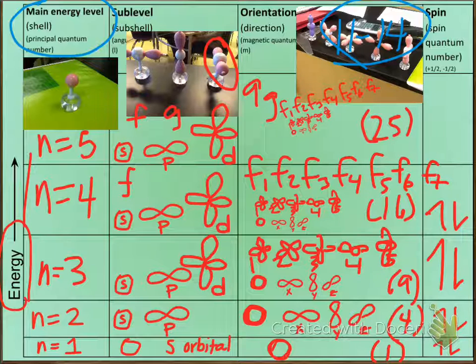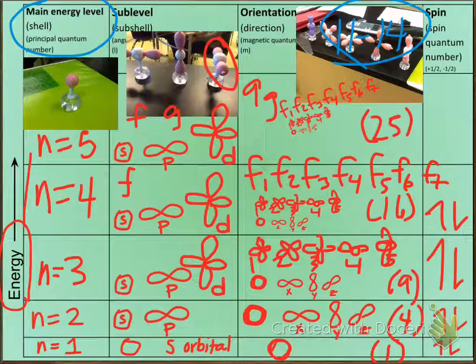On the first main energy level, how many shapes do we have? 1. On the second main energy level, how many shapes do we have? 2. On the third main energy level, how many shapes do we have? 3. What's the pattern, folks? It's equal to n. So the number of shapes we have is equal to n. Now, Lauren picked up the second pattern, which is that the total number of orbitals is equal to n squared.